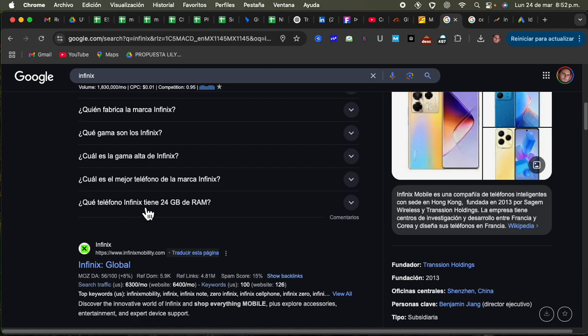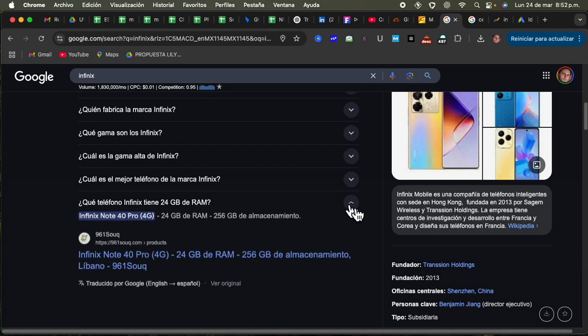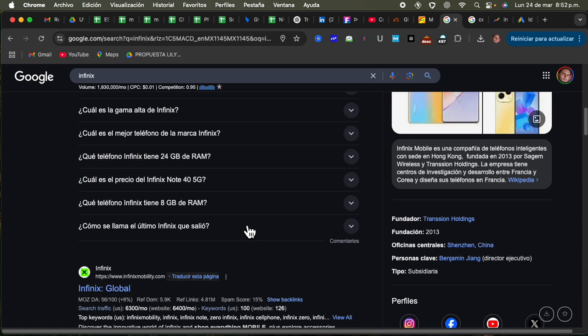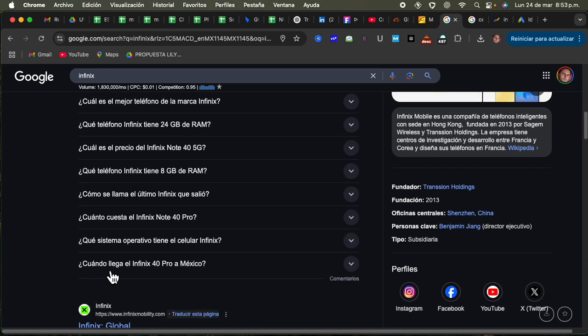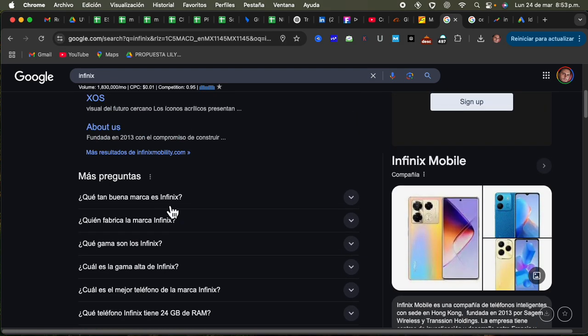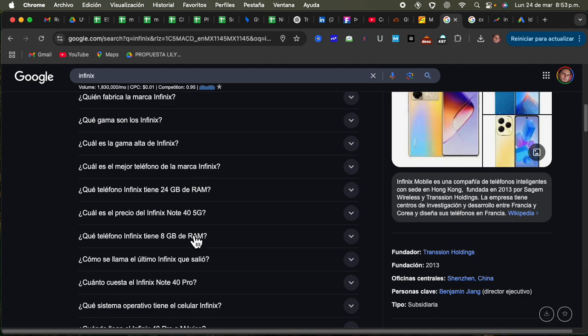What mobile phone of Infinix has 24 gigabytes of RAM? And we can go like this mostly to the universe. We can have a lot of questions. What's the latest Infinix that came out to the market? When is the Infinix 40 Pro going to arrive in Mexico? These kinds of questions are very important because Google knows people are asking them.